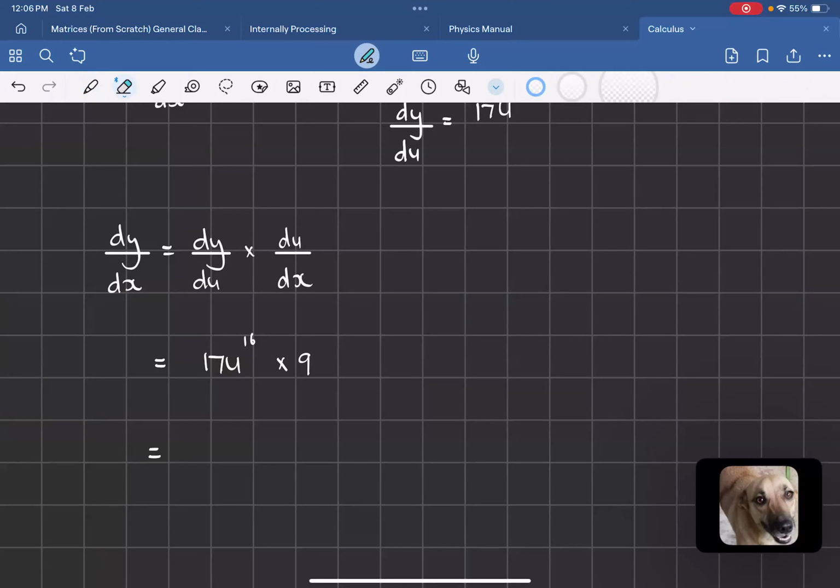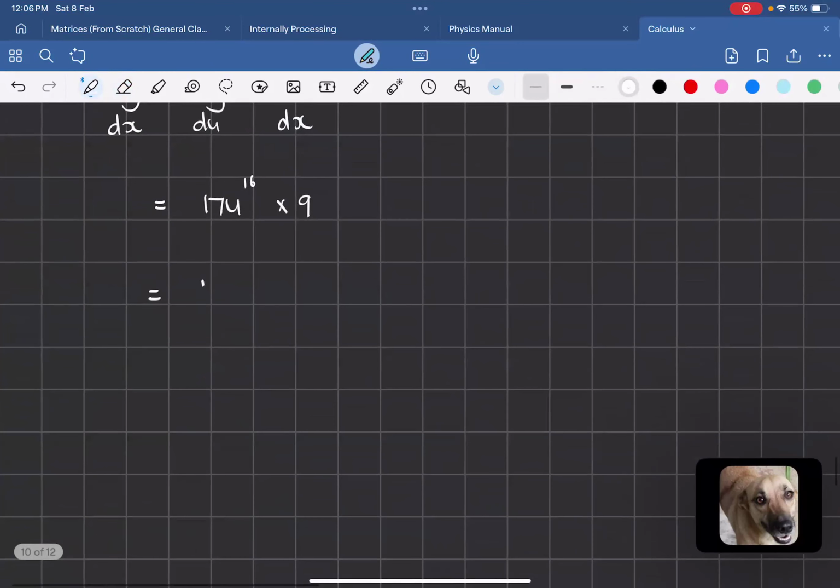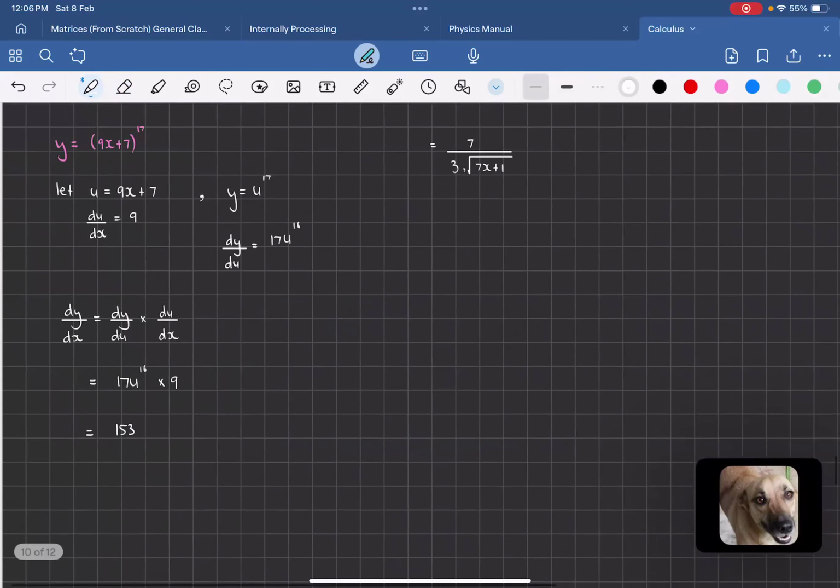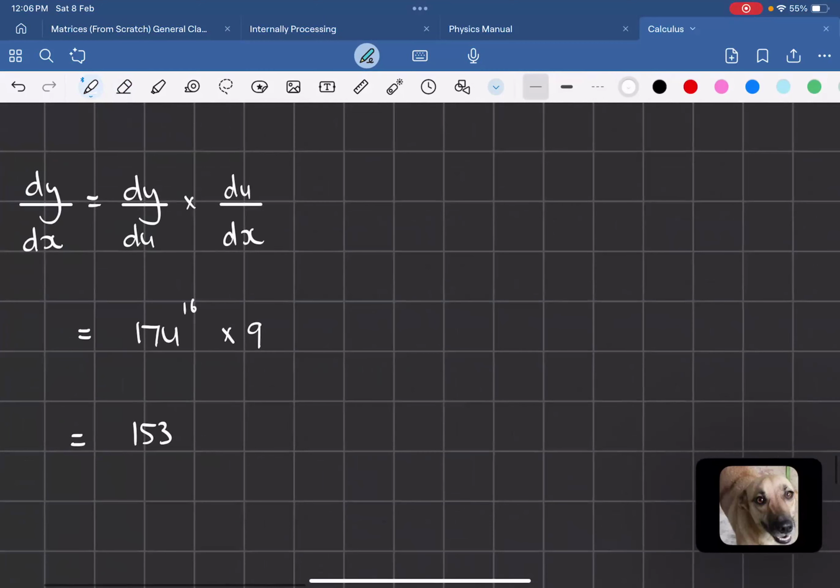Yeah. Well, over time it just becomes normal, like, easy. Right? So 153. And we said u is 9x plus 7. So 9x plus 7.